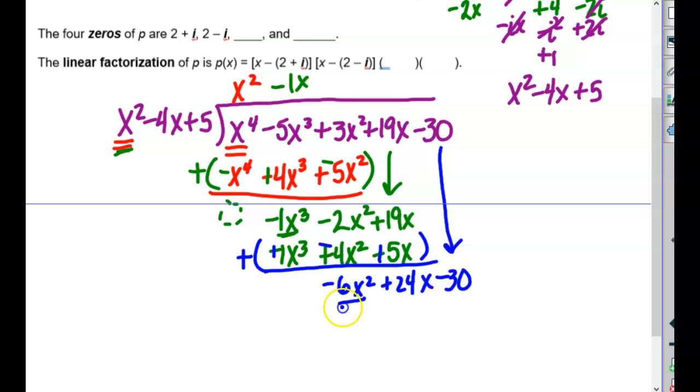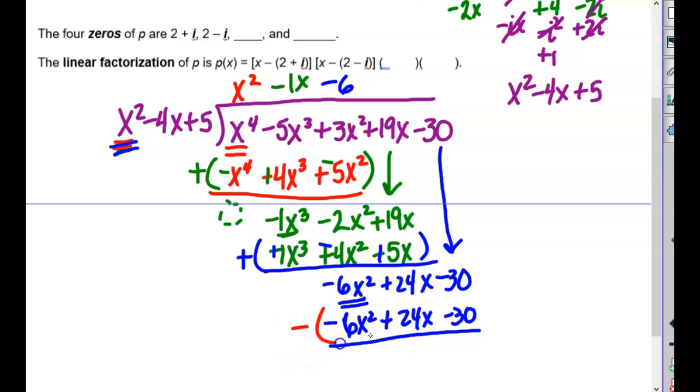To get a negative 6x squared from this, we multiply by negative 6. If I distribute that through all of those, I get negative 6x squared plus 24x minus 30, which if I change this to subtract or add the opposite, it's all opposite, so it's just 0. Whew, okay.